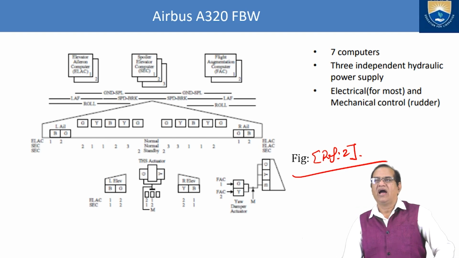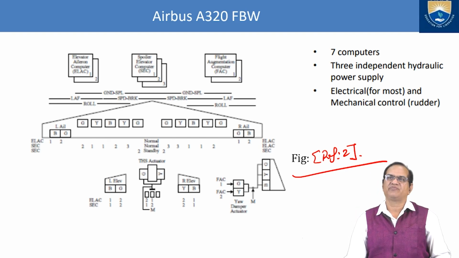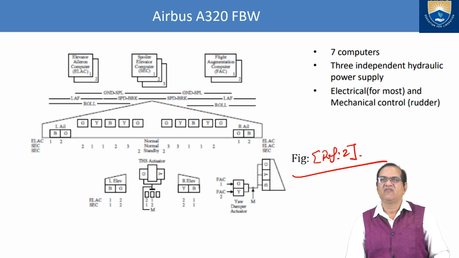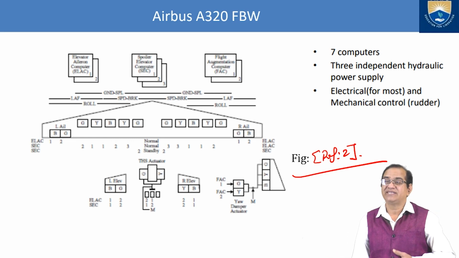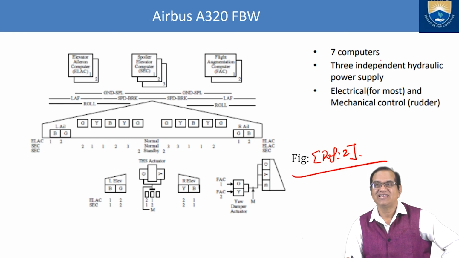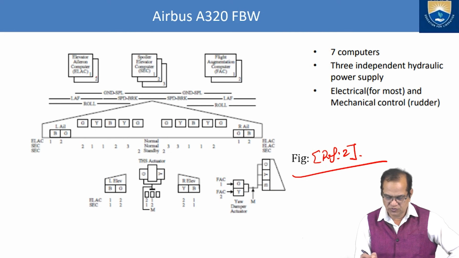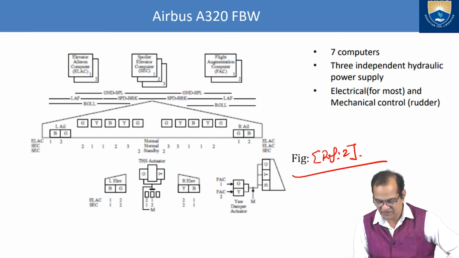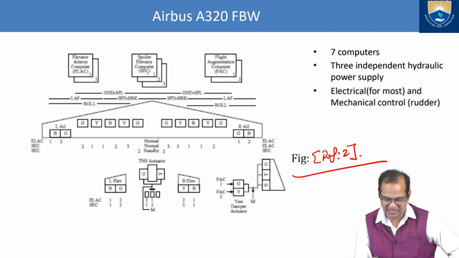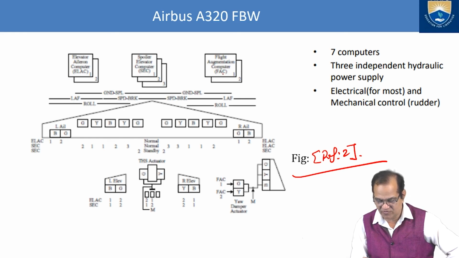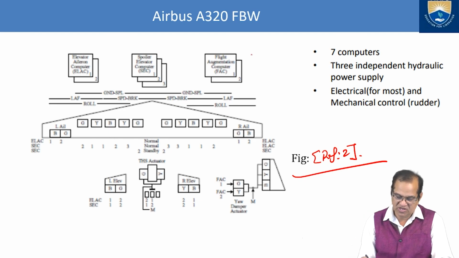I am showing here the Airbus A320 fly-by-wire. In this, we need seven computers. You can see 1, 2, then 1, 2, 3, and 1, 2. ELAC is the elevator and aileron computer. Here is FAC, the flight augmentation computer. Here is the spoiler elevator computer, called SEC, and this is a flight augmentation computer. So these are the seven computers present here.